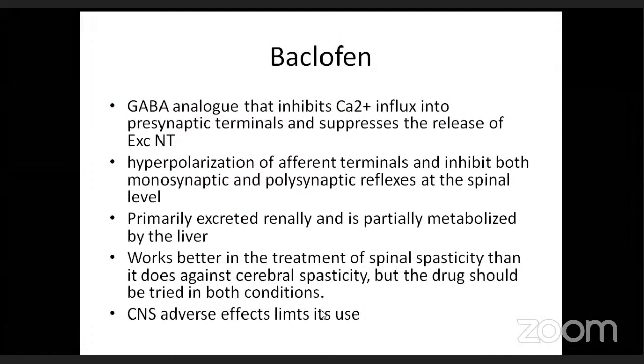Next is baclofen. It's basically a GABA analog that inhibits calcium influx into presynaptic terminals and suppresses the release of excitatory neurotransmitters. It causes hyperpolarization at the monosynaptic and polysynaptic terminals at the spinal level. Primarily excreted by kidneys, but partially metabolized by liver. Also works better in treatment of spinal spasticity. So that is a very important point.